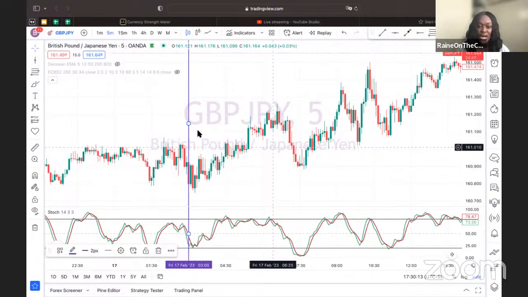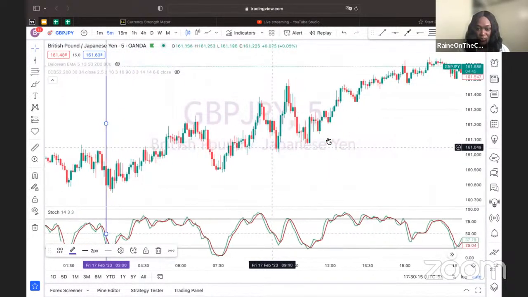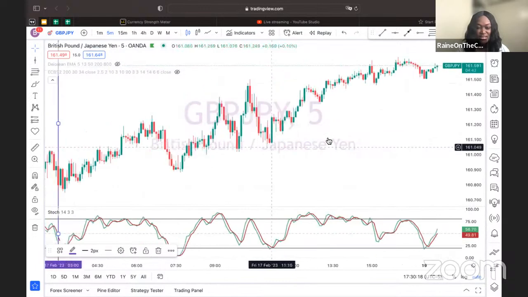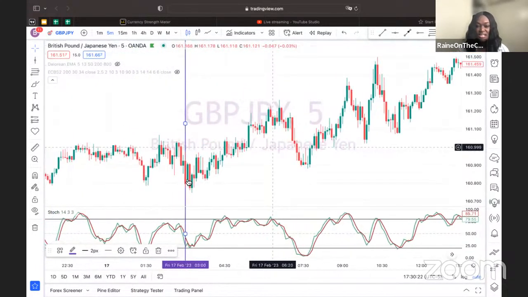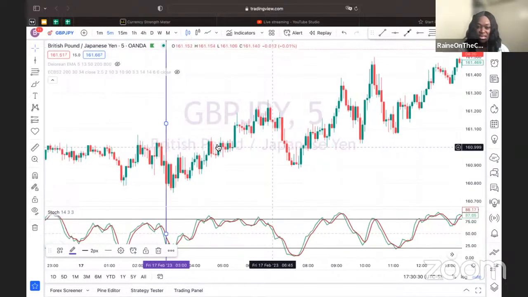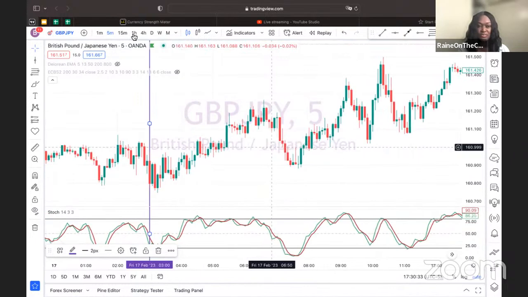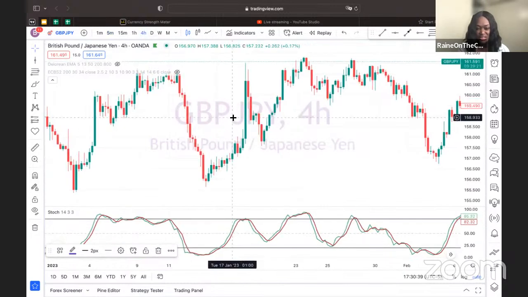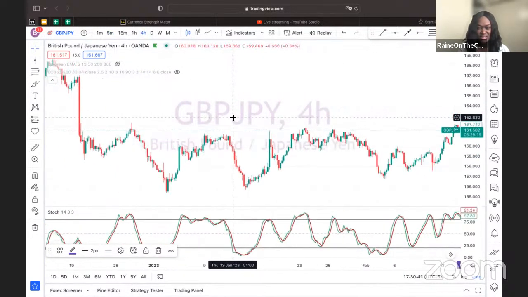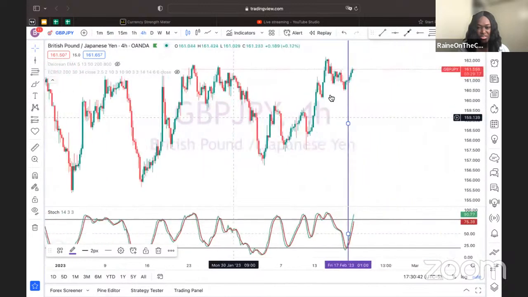So you want to go back. Just like how I went back to find 3 a.m. because that's when the market opened. This was Friday. I went back to see 3 a.m. It opened. This is the opening candle, this big red candle. I'm going to look for it. I'm on the 5-minute chart. If I look on the 4-hour, okay, here it is.